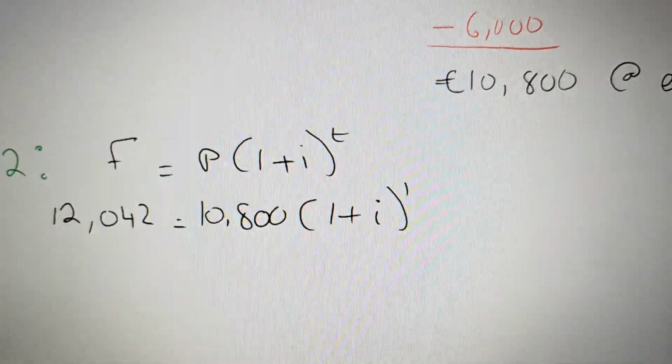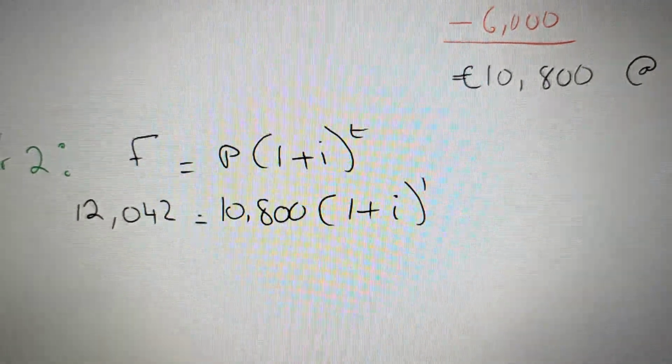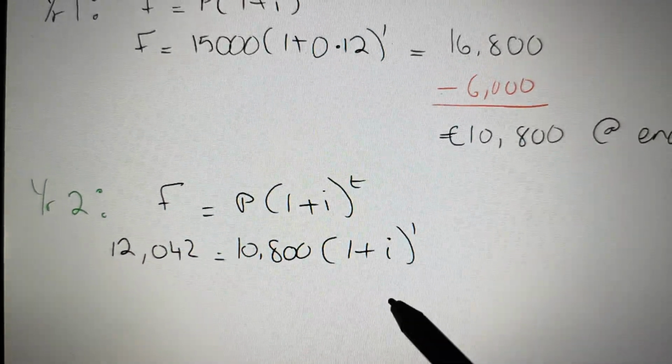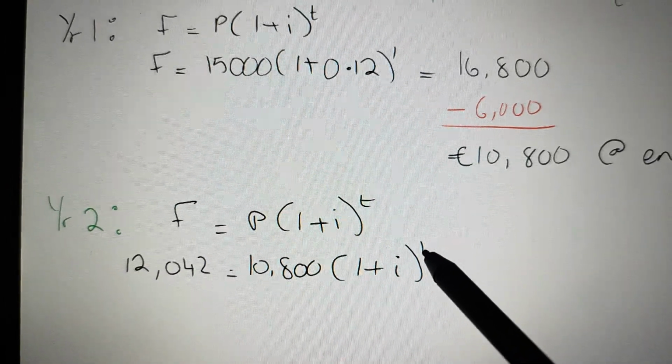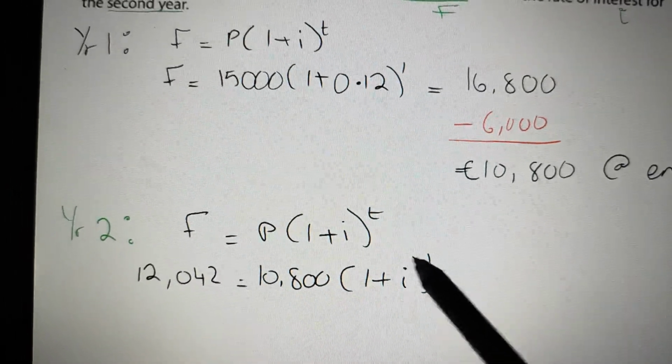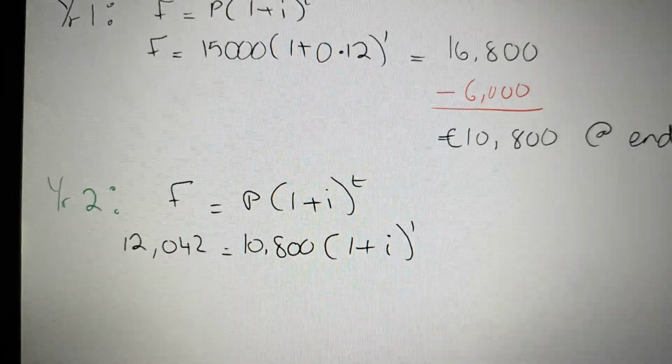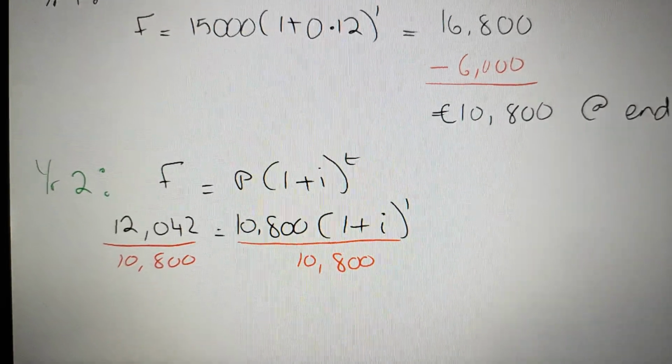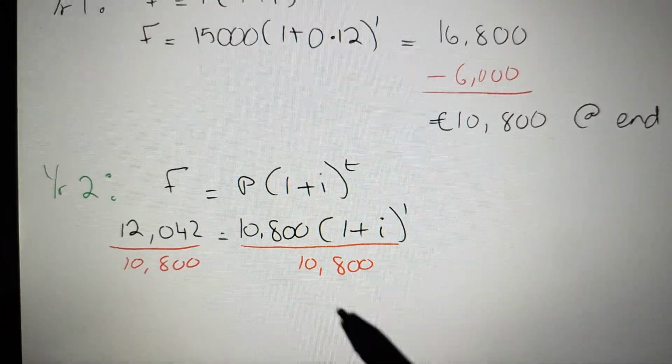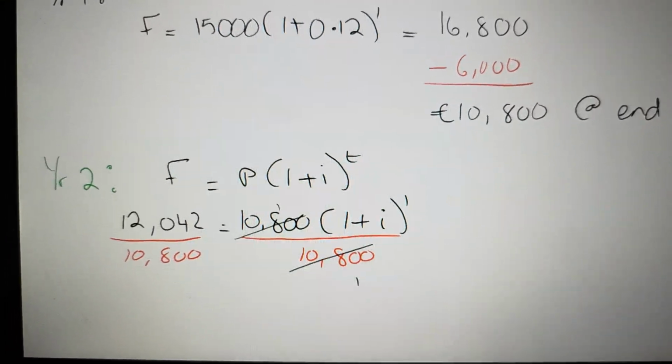Okay, I eventually want to solve for I. I is trapped inside the bracket. Now, the bracket to the power of 1 doesn't change it at all, so you could ignore the power of 1 if you want. Then it's being multiplied by 10,800, so I need to undo that. So I divide across by 10,800. The 10,800s divide into each other once, so they're gone.